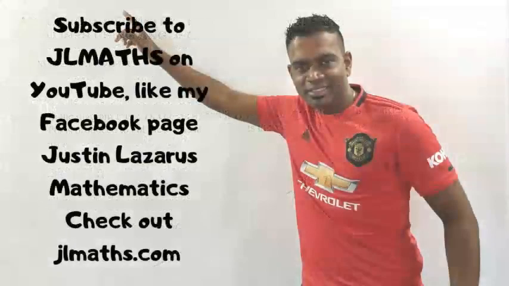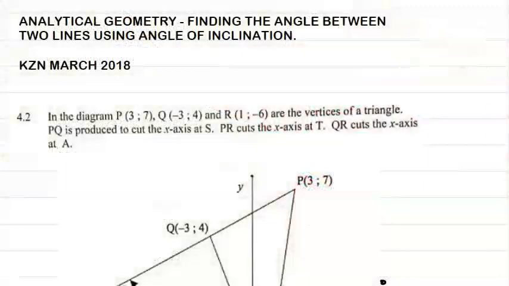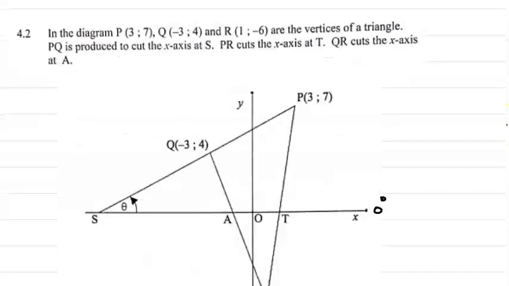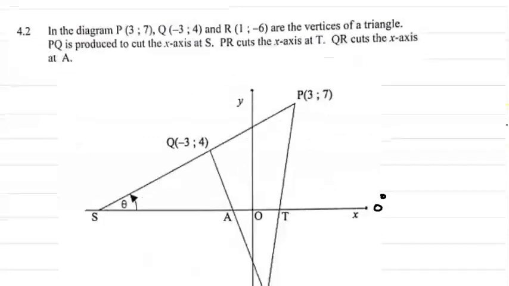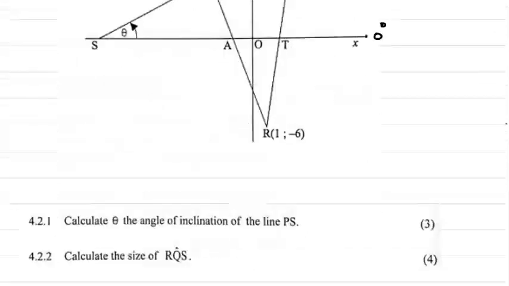Today we're going to be looking at analytical geometry and finding the angle between two lines using the angle of inclination. The question that we're going to be looking at is from the KZN March 2018 paper, and it reads as follows. In the diagram, P, Q, and R are the vertices of a triangle. PQ is produced to cut the x-axis at S, PR cuts the x-axis at T, and QR cuts the x-axis at A. Let's go read the first question.